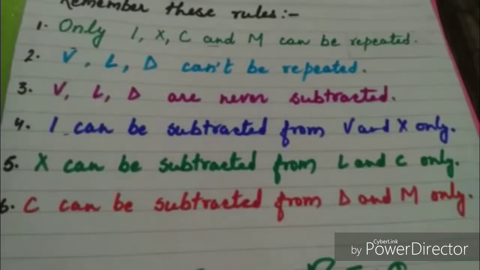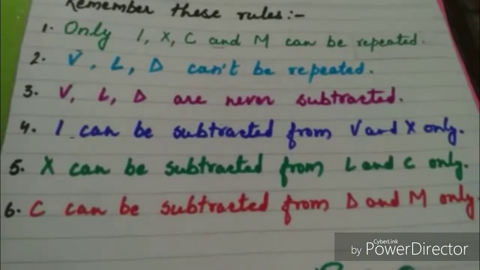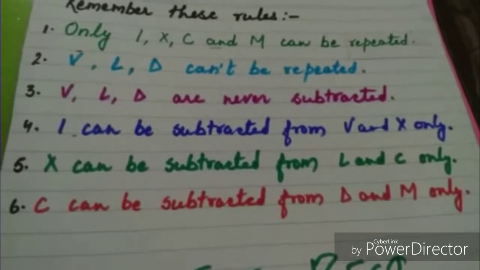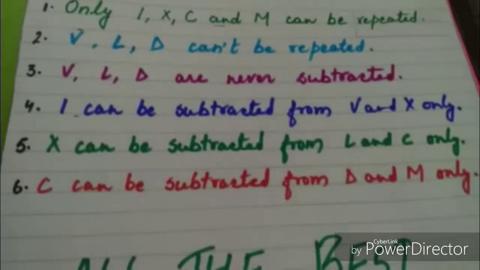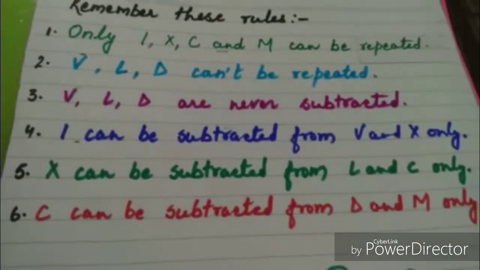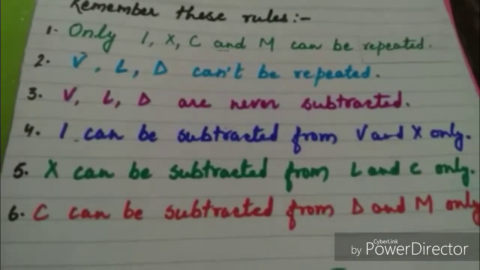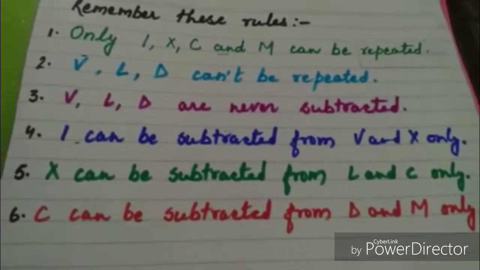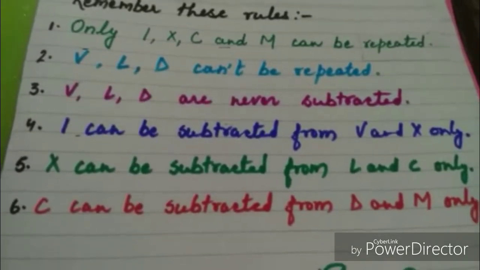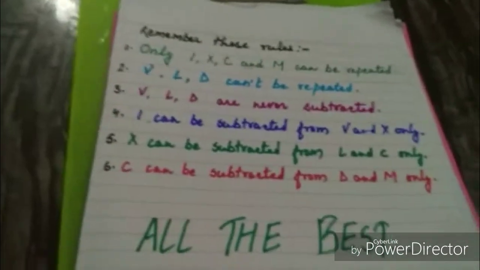Now the third rule is V, L and D are never subtracted. That means these letters cannot come to the left hand side. Remember this. Next, I can be subtracted from V and X only. That means IV, IX. X can be subtracted from L and C only. That means XL and XC. And the last rule is C can be subtracted from D and M only. So I'm going to explain.